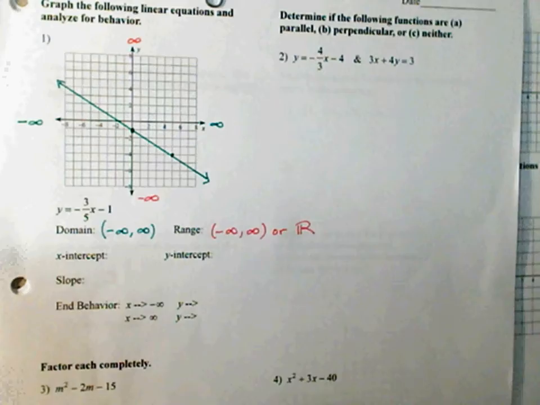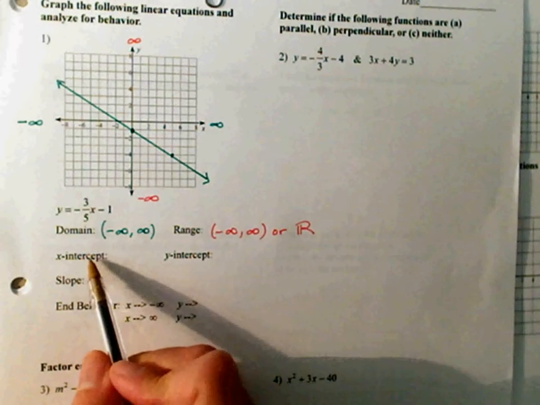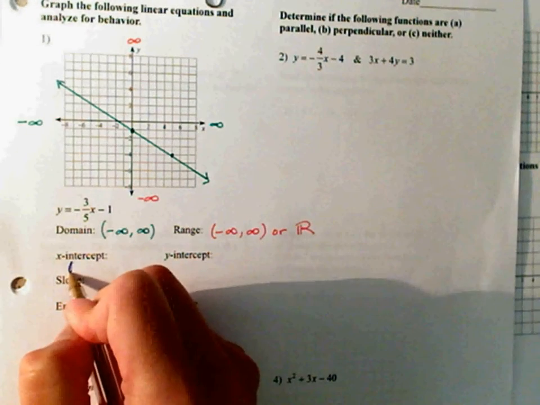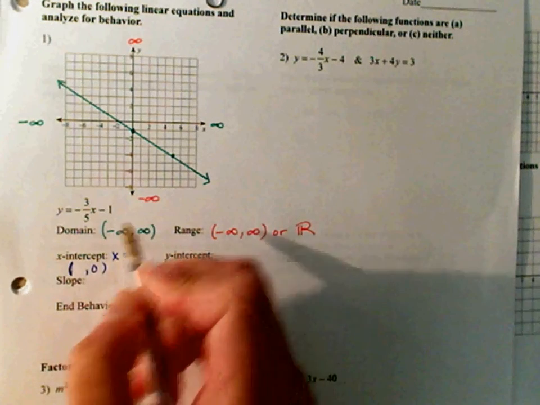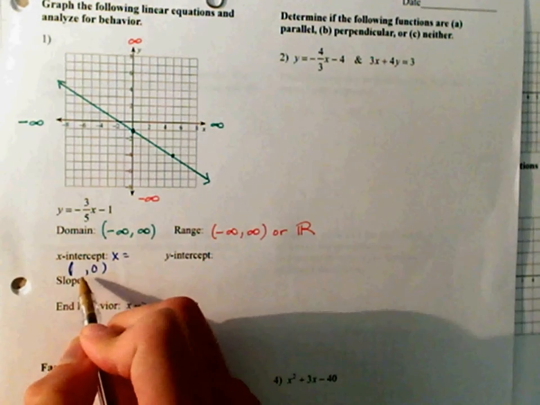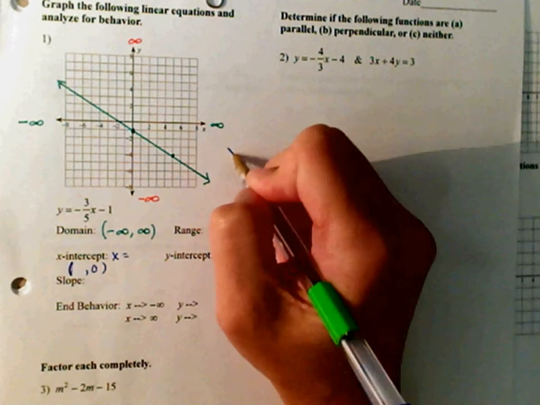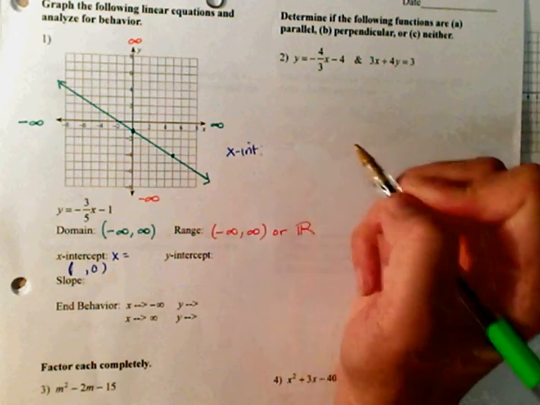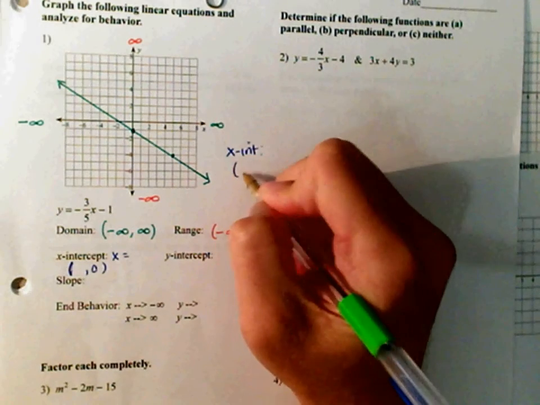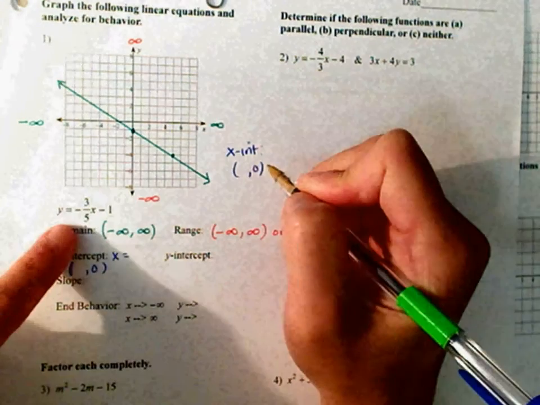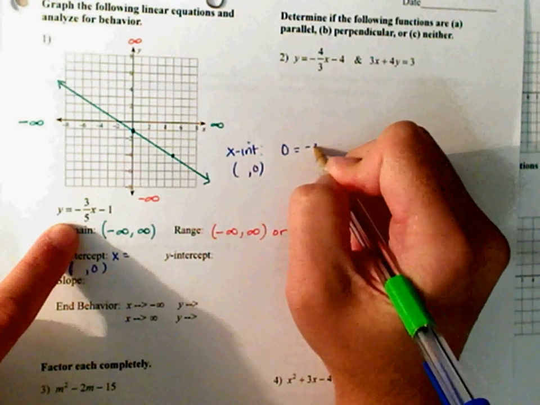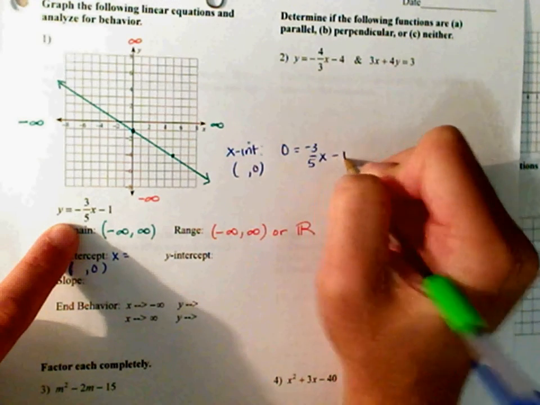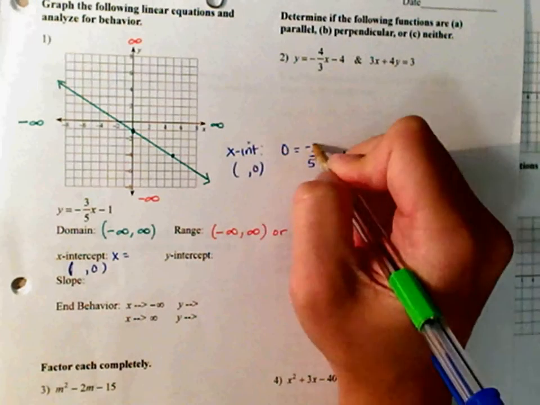Your x-intercept, this is where you cross the x-axis. You know your y has to be 0. Okay, so you can write x equals, and then we're going to go find our x. I am going to do it right over here. X-intercept. You know your y is 0, so you can plug into this equation. 0 equals -3/5x minus 1. Solve for x.